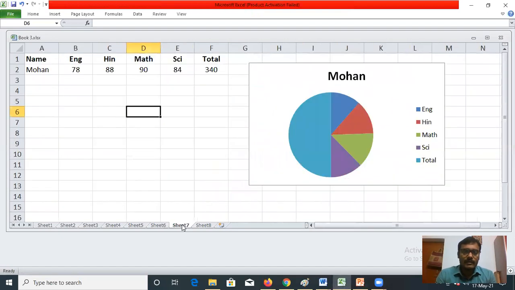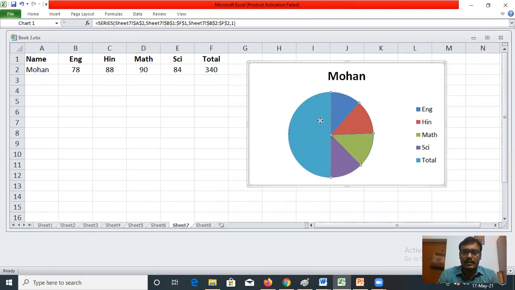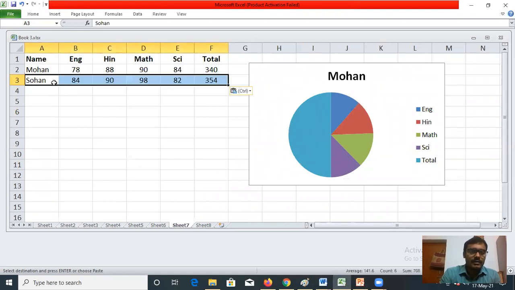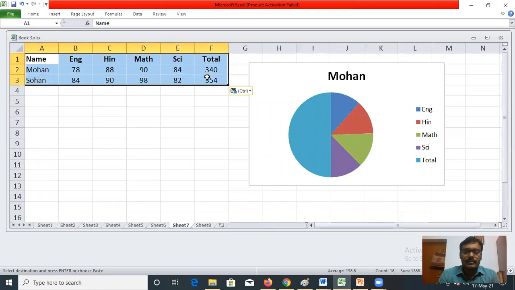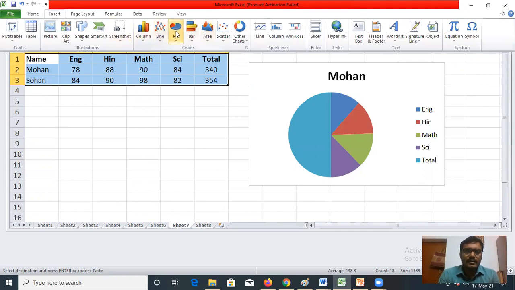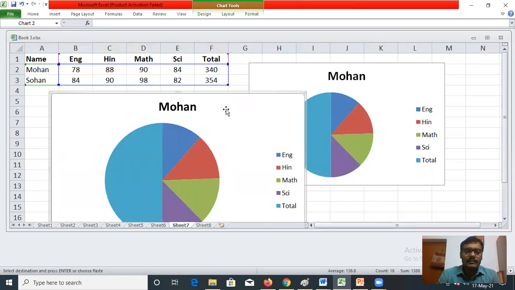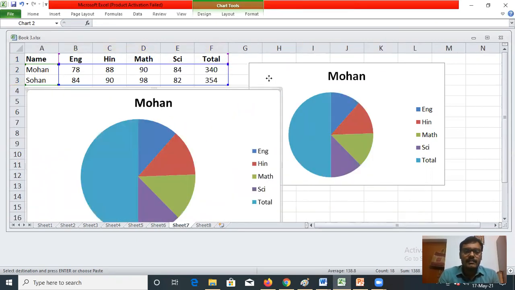First, see the pie chart. Suppose I want to show the marks of Mohan. In this chart, it will display the marks of Mohan. But suppose I have also written Sohan marks. Let me copy its value. Suppose I want to display Sohan's marks too. There are two data series, and I want to display both in this chart. It is not possible to show two data series in the pie chart. You can see only Mohan marks will be displayed. Sohan marks will not be displayed in this pie chart.